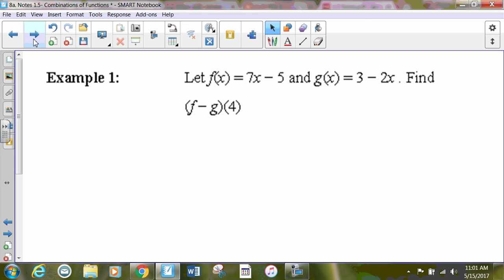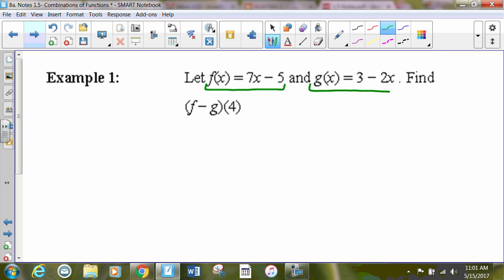We're given two functions. The first function is f of x, so it says let f of x equals 7x minus 5, and g of x equals 3 minus 2x. Find f minus g of 4. So the first thing I'm going to do is rewrite it. When I see f minus g of 4, I'm going to remind myself this really means f of 4 minus g of 4.